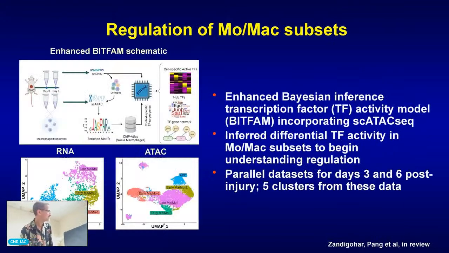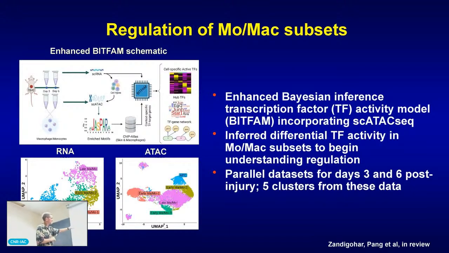The next thing we wanted to do is try to understand how these different subsets of macrophages were regulated. It's known that transcription factors are very important in the regulation of gene expression in general and in macrophages. And we wanted to use our data to get an unbiased, or less biased, look at the transcription factors that might be active in the different clusters of macrophages. So this was again a collaboration with our data science group at UIC, the Yang Dai group. They developed a model they call BitFam, which is their acronym for the Bayesian Inference Transcription Factor Activity Model.